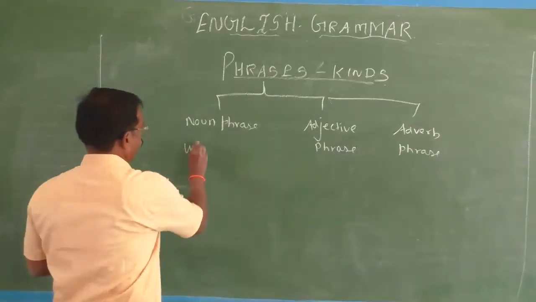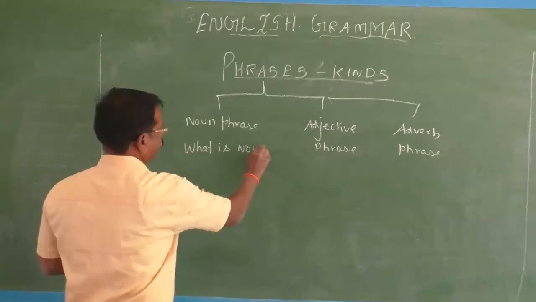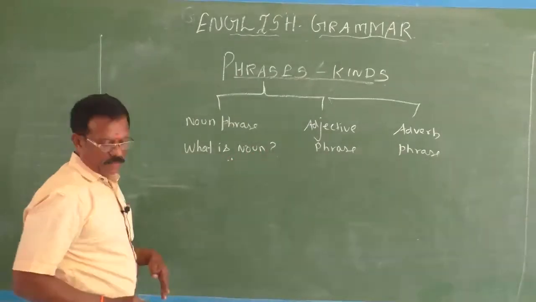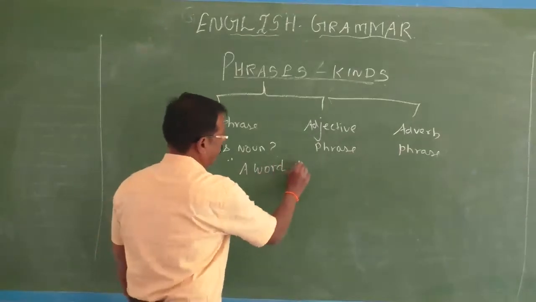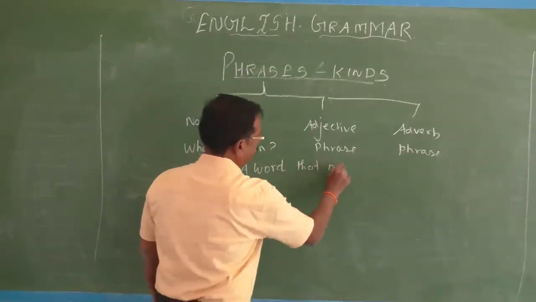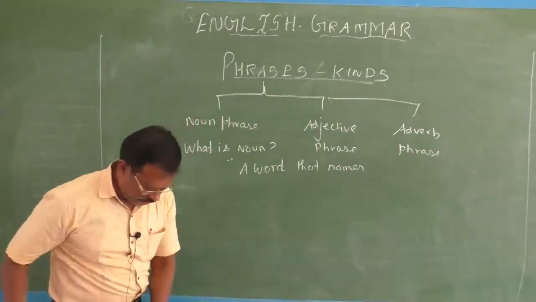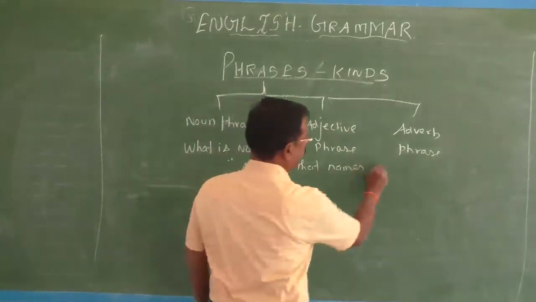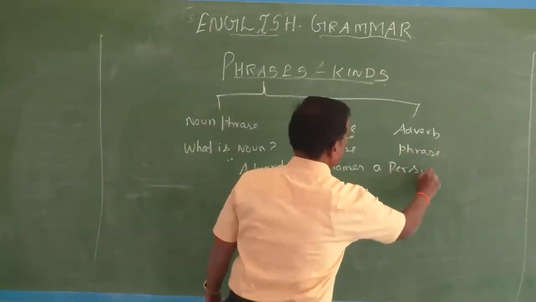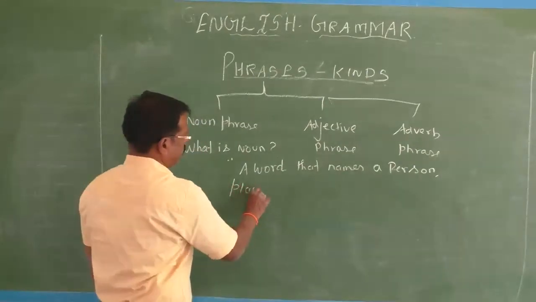See what a noun is. Let me write the definition. What is a noun? A noun: a word that names a person, place, thing.